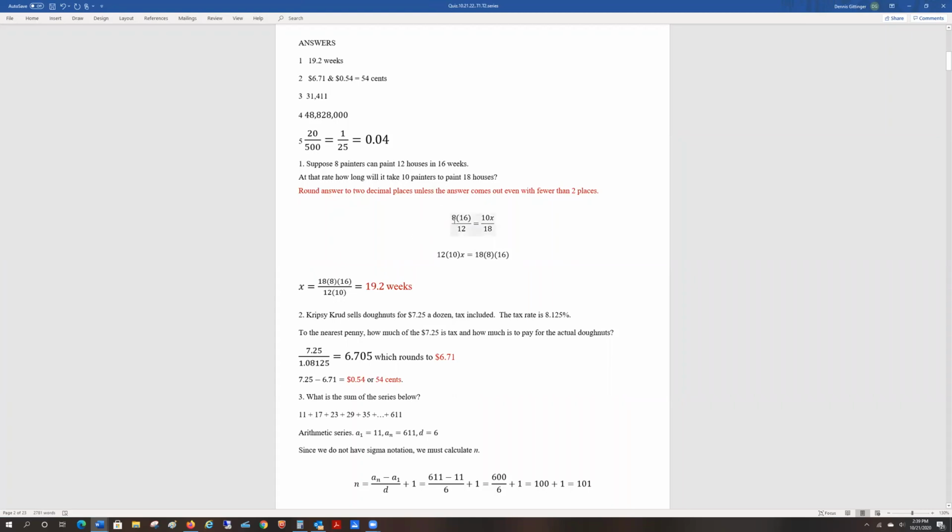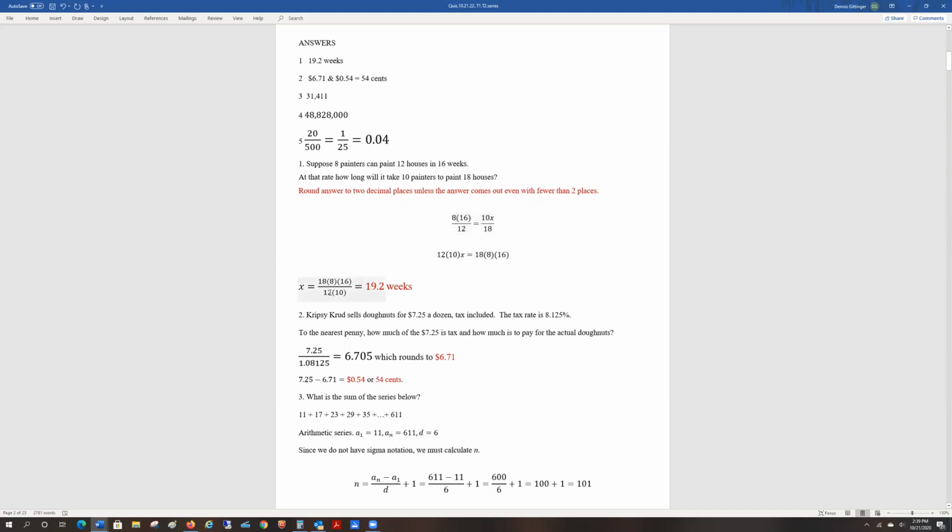Okay, so 8 painters times 16 weeks. And the other side, you've got 10 painters and X weeks. We don't know the time. And on the bottom, 12 and 18. So painters times weeks divided by houses equals painters times weeks divided by houses. You find X, its partner is 12. 12 times 10X equals 18 times 8 times 16.